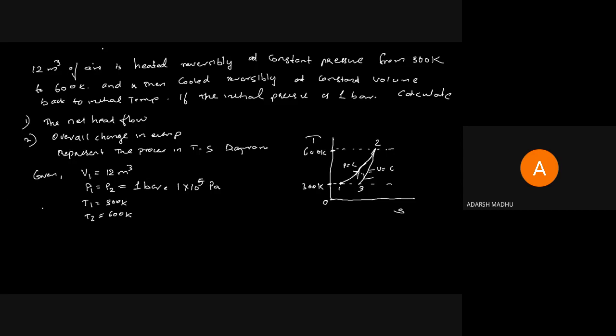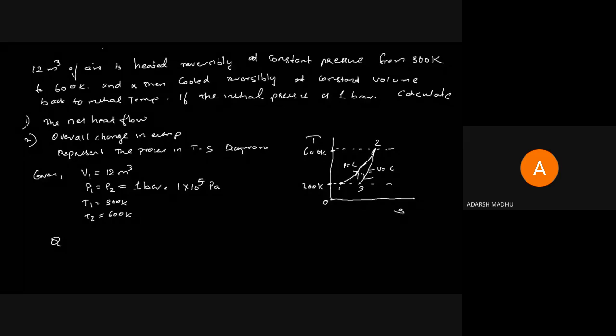Okay, the first question is to find the net heat flow. For net heat flow, the total heat flow is the heat flow of the first constant pressure process plus the heat flow of the constant volume process. Total heat flow is the addition of the heat flow of both processes. So Q is Q1 plus Q2, that is Q at constant pressure plus Q at constant volume.